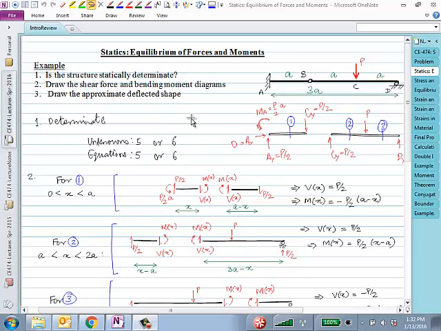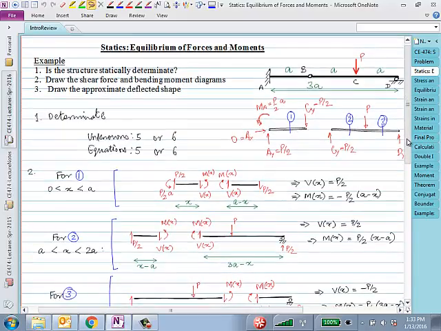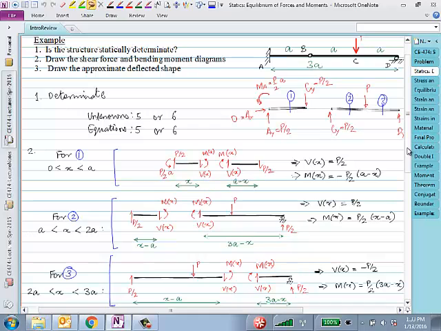All right, so what we'll do is a very quick recap of this example problem that we were doing, and then we'll move on. I've added a little something to this example from the last lecture. We went through the example of making sure it was determinate, with the number of unknowns and equations equal, and we took a look at how to quickly draw shear force and bending moment diagrams.